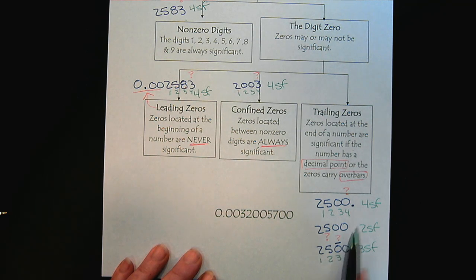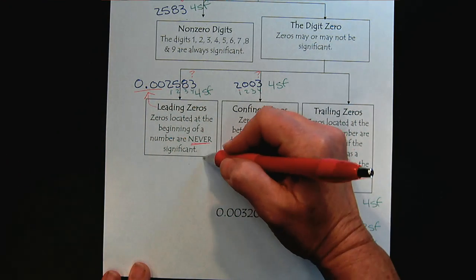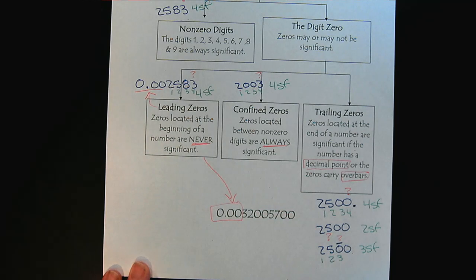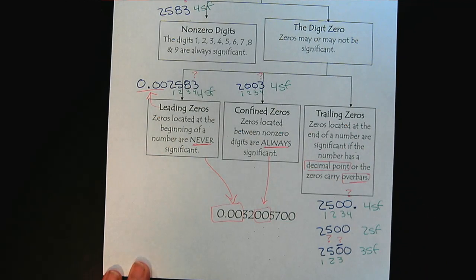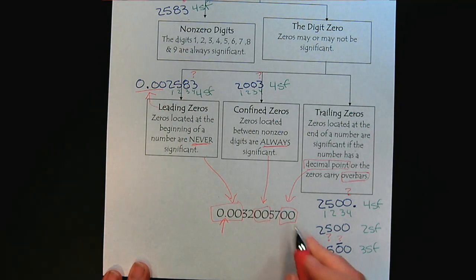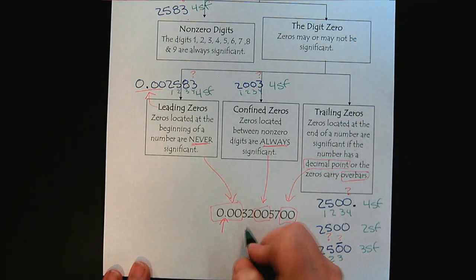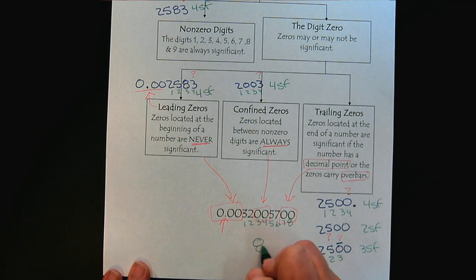And if the decimal doesn't work, then we can bring in the overbar or the underbar. So to wrap this up, to finish up this page here, if we said how many sig figs are in this measurement? Here are the leading zeros. They never count. Here we have confined zeros. They always count. And here we have trailing zeros, and we do have a decimal point, so they're going to count. So we would say 1, 2, 3, 4, 5, 6, 7, 8. There would be 8 sig figs.